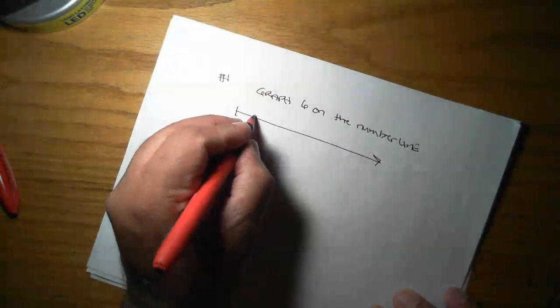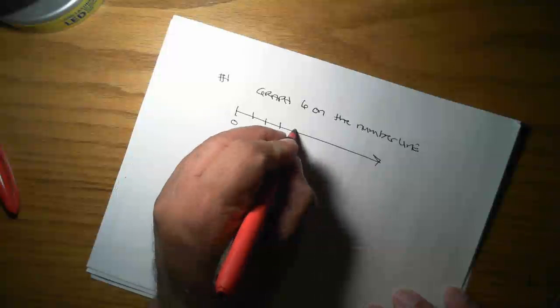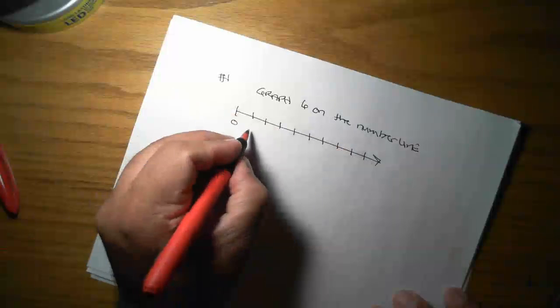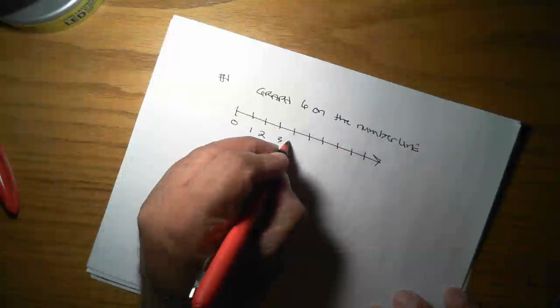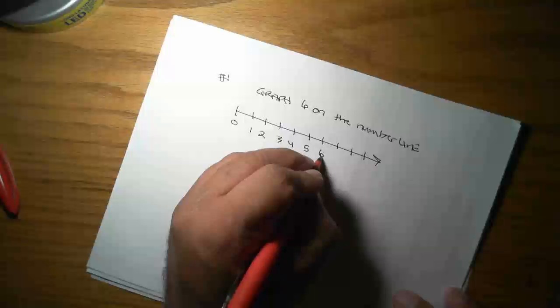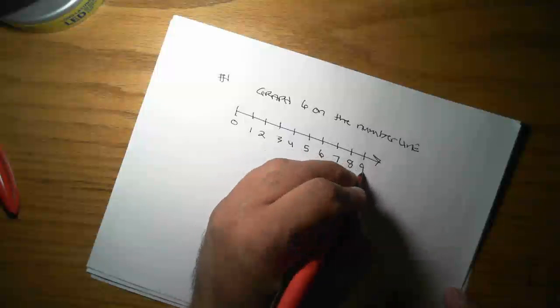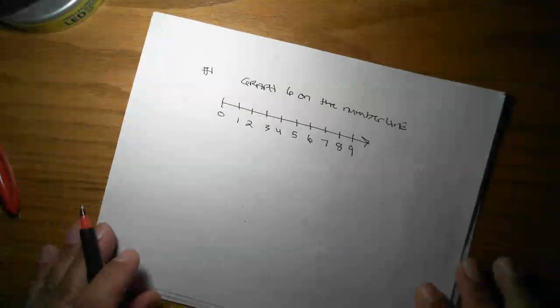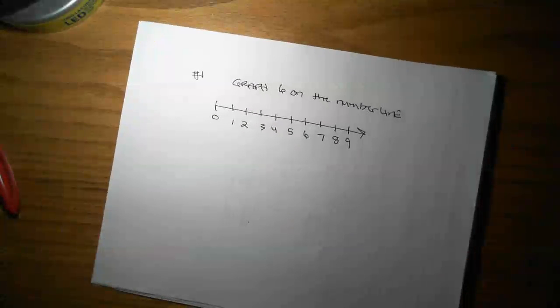0, 1, 2, 3, 4, 5, 6, 7, 8, 9. Okay? 1, 2, 3, 4, 5, 6, 7, 8, 9. Okay. Graph number 6 on the line. I'm going to give you a moment to take a look at that, and then I'll walk you through it.